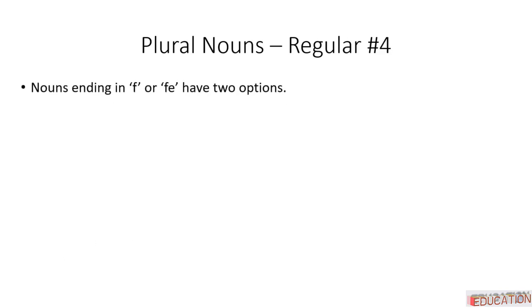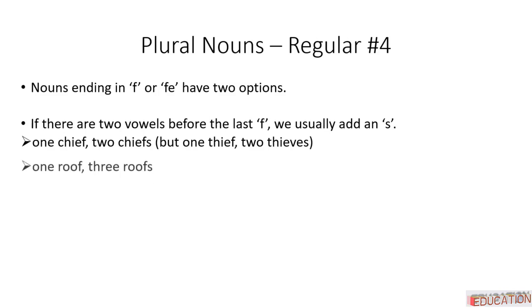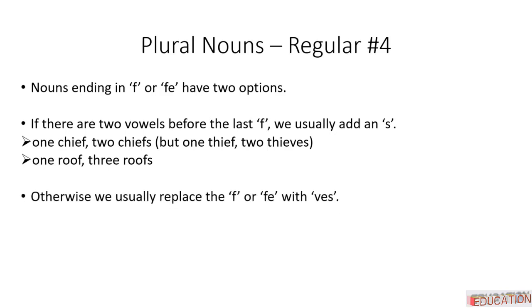And nouns ending in F or FE also have two options. If there are two vowels before the last F, we usually add an S. So one chief, two chiefs, but there again, one thief, two thieves. Or one roof, three roofs. Otherwise, we usually replace the F or FE with VES, as in one knife, two knives.